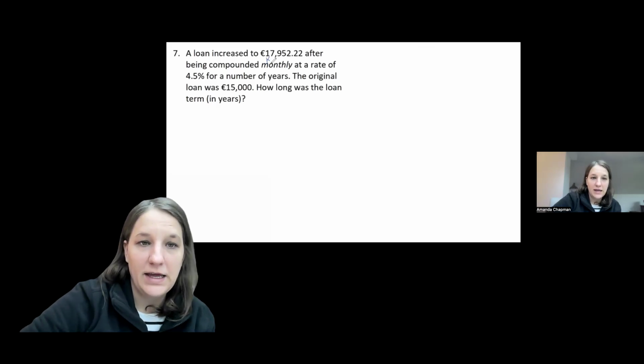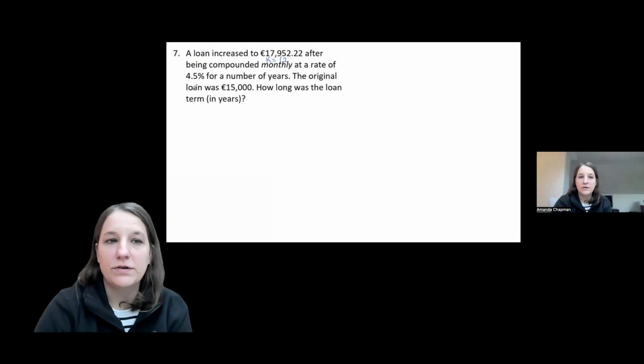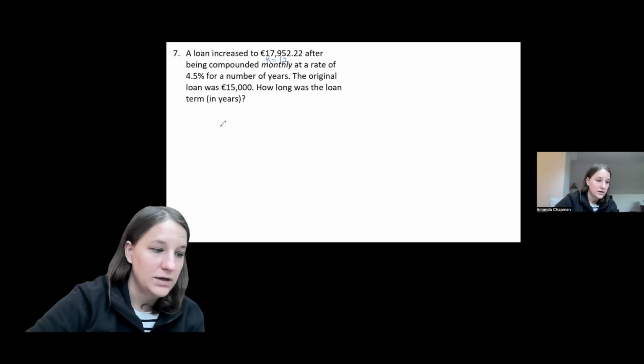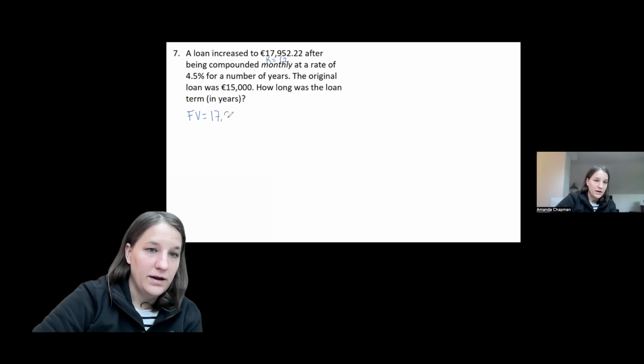Monthly means that K, the compound periods, are 12 times per year at a rate of 4.5% for a number of years. If the original loan was 15,000 euros, how long was the loan term in years? So let's write out what we know. We know that the future value ended up being 17,952 euros with 22 cents.